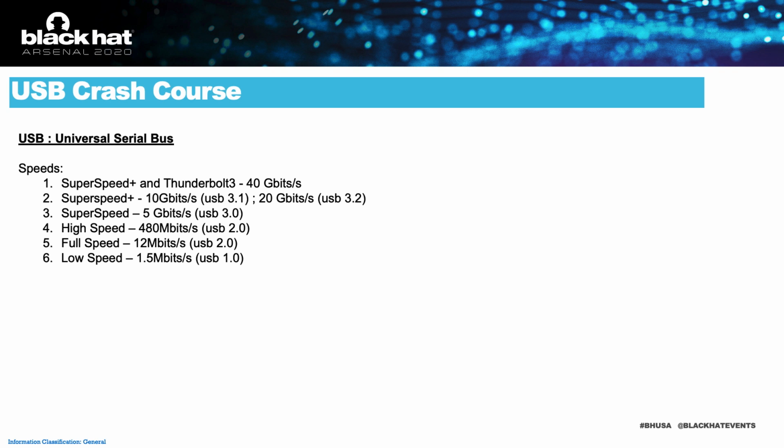So for a quick USB crash course, USB is short for universal serial bus, and it starts at speeds as low as 1.5 megabits per second from USB 1 up to 40 gigabits per second at Super Speed Plus and Thunderbolt 3.